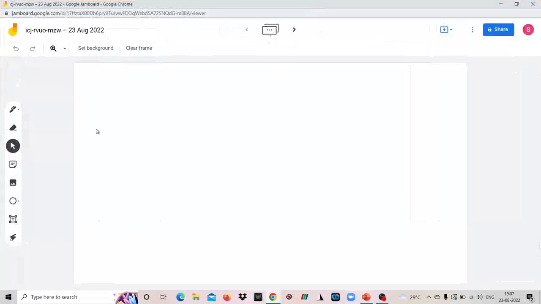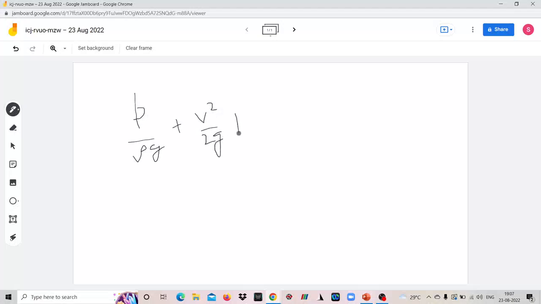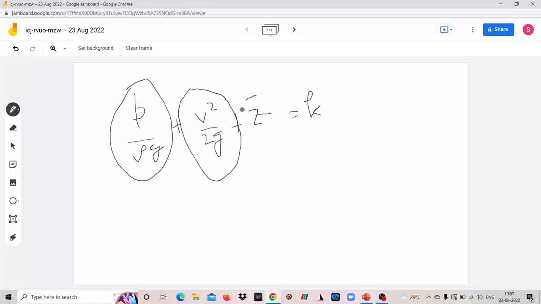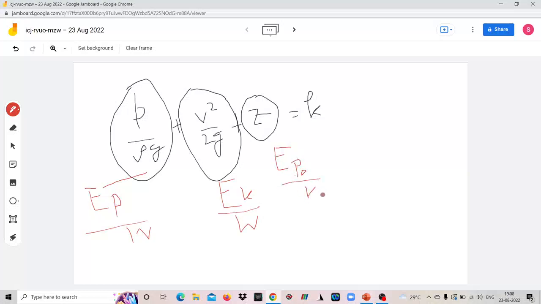The answer is C. As part of the explanation, if I write Bernoulli's equation, P by rho g or gamma plus V square by 2g plus z equal to some constant k, all these terms individually represent energy. The first term is pressure energy per unit weight. V square by 2g, the velocity head or the kinetic head, is the kinetic energy per unit weight of the fluid. And z, the datum head, is the potential energy per unit weight of the fluid.